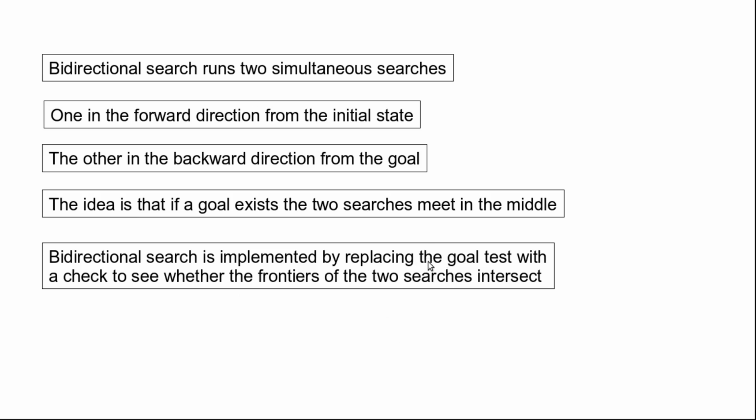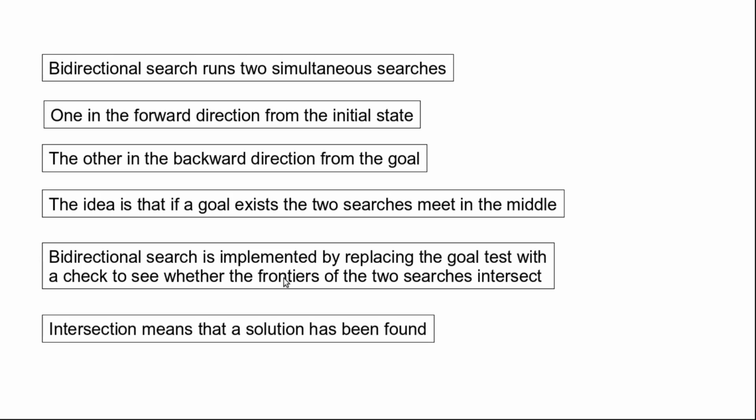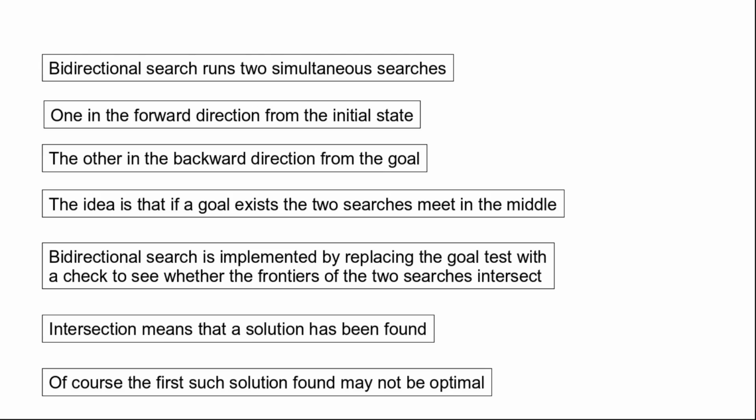So the test to find whether we have reached a goal or not, that means the goal test, is modified to check whether the two frontier lists intersect or not. Whenever we have a common element in the two lists, it means that the solution has been found. Of course, the first solution we find in this method may not be the most optimal solution.